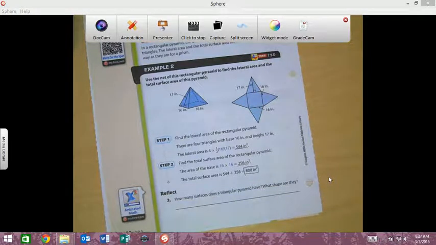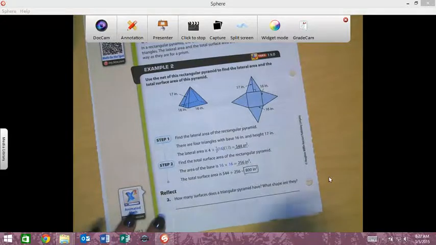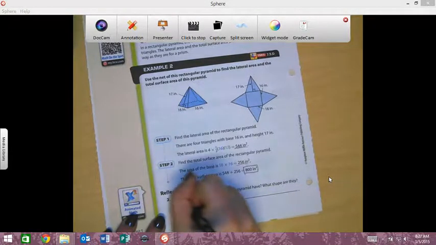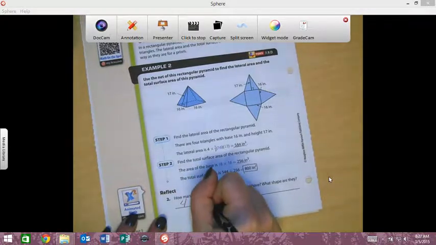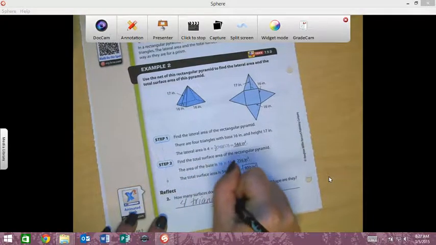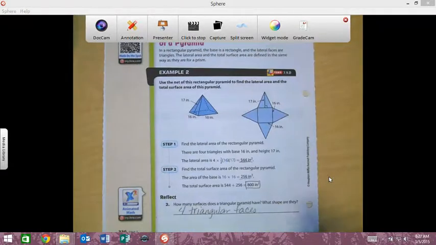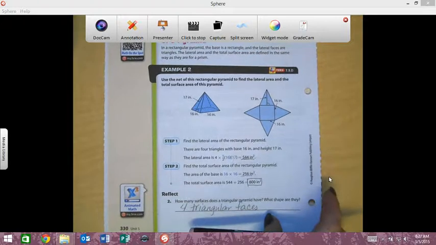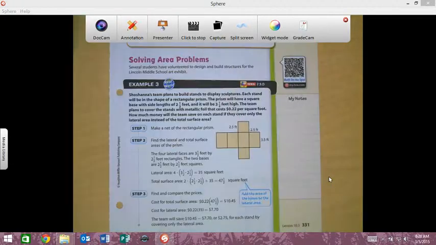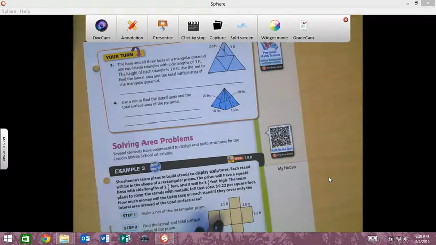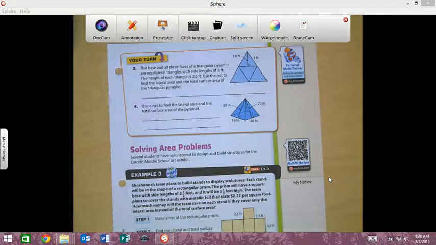So how many surfaces does a triangular pyramid have? What shape are they? A triangular pyramid has 4 triangular faces. So 4 triangular faces. Okay? So that kind of answers both questions in one sentence. There are 4 faces, and they are in the shape of triangles. So what I want you to do is pause your video, and then you do the your turns. And when you come back, your answers will be here and ready for you.